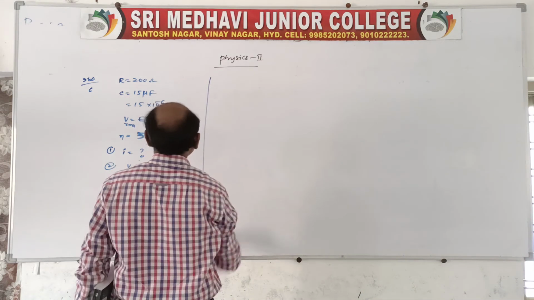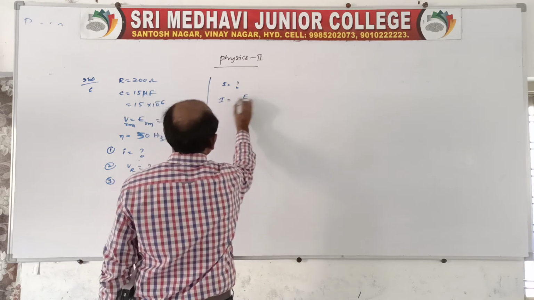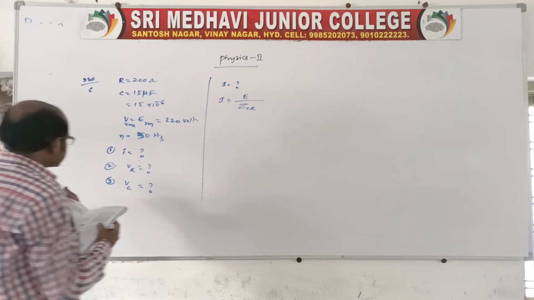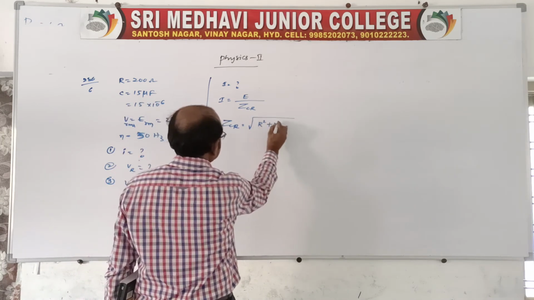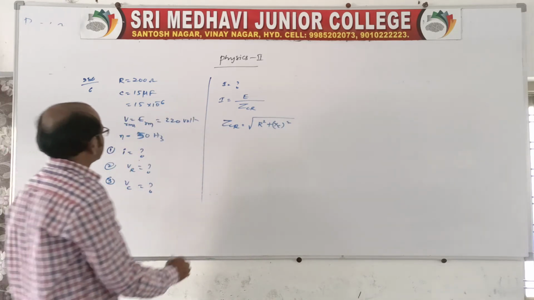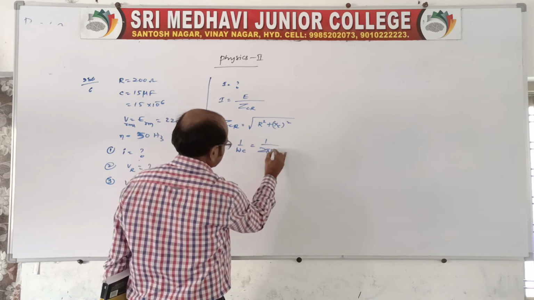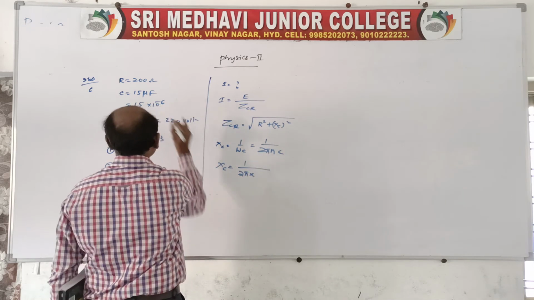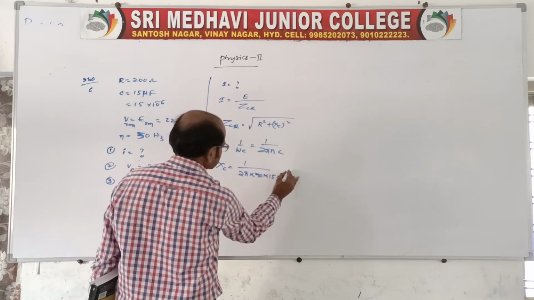So for a CR circuit, I is equal to question mark, but we know I is equal to ERMS by ZCR. We can take ZCR is equal to root over R square plus XC square. But here we don't know XC, no? Then better you get XC is equal to 1 by omega C, 1 by 2 pi n into C. So XC is equal to 2 pi into n is given as 50, into C is given as 15 into 10 power minus 6 farad.